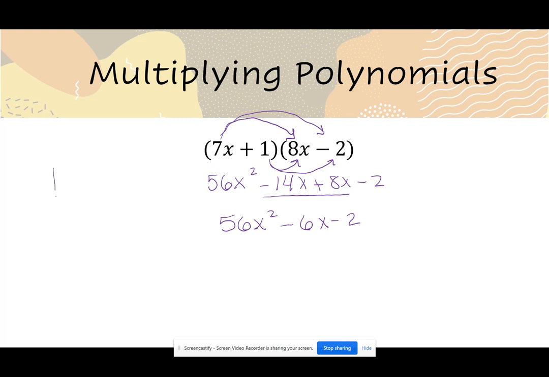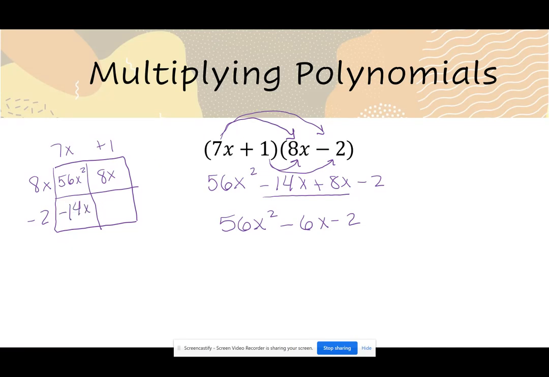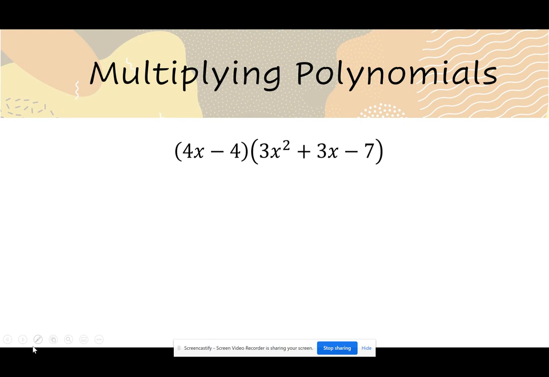Now my other way to do it is to draw a box. And you write your terms, so 7x plus 1, 8x minus 2. Make sure you keep the signs with it, like this minus 2. And you're just multiplying, following it along. So 8x times 7x goes in this first box, 56x squared. 8x times 1 goes here. 7x times -2 goes here. And -2 times 1 goes here. Then you can rewrite it and combine your like terms, so 56x squared minus 6x minus 2. You get the same answer, so whatever way you prefer.